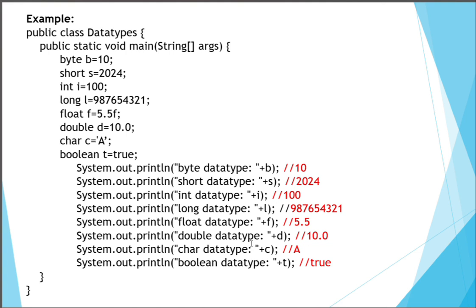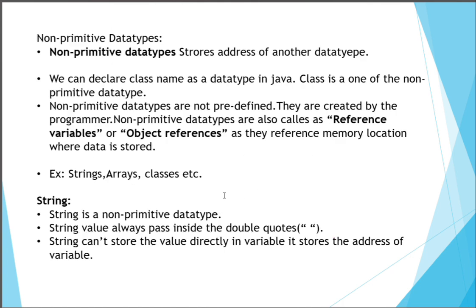And next, double data type. Here the D value is 10.0, so the output is double data type 10.0. And next, the character C value is capital A. The output is char data type A. And next, the boolean value is true. Boolean data type true. A data type stores the value within the memory.